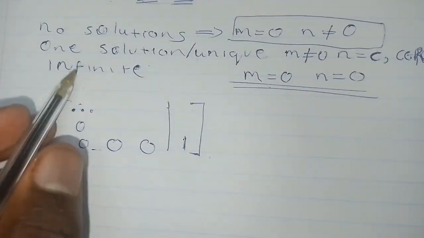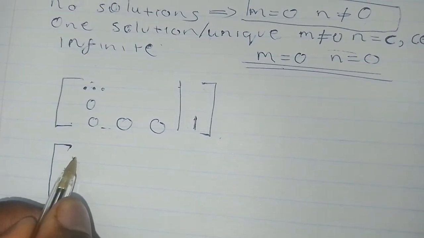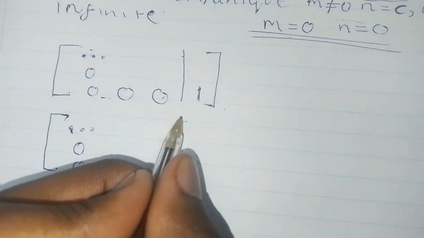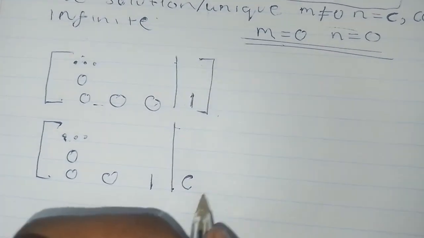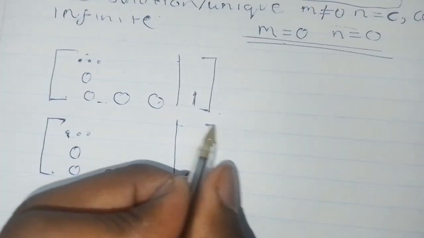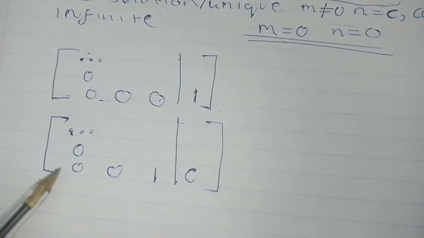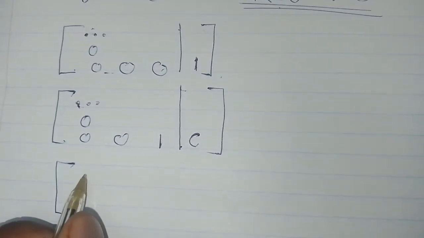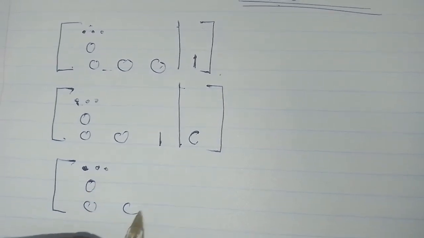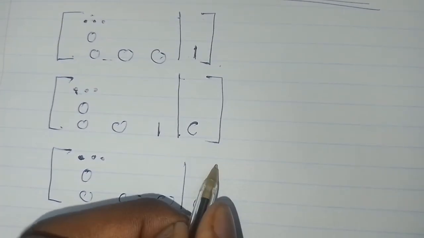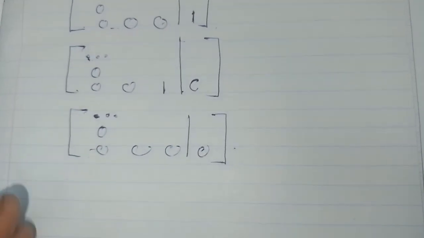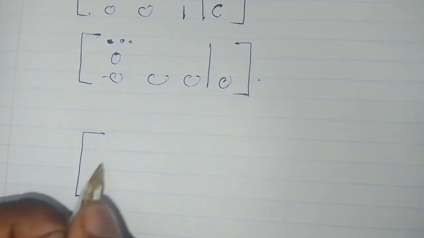And when you have one solution, if you simplify your matrix, you get something like this, and this value is a non-zero value, let's say 1, and then you get some constant C, which can be any value, suppose maybe 5. Then you only have one unique solution. And if you have 0, 0, 0, 0, and also 0 after the equal sign, this will result in infinitely many solutions.